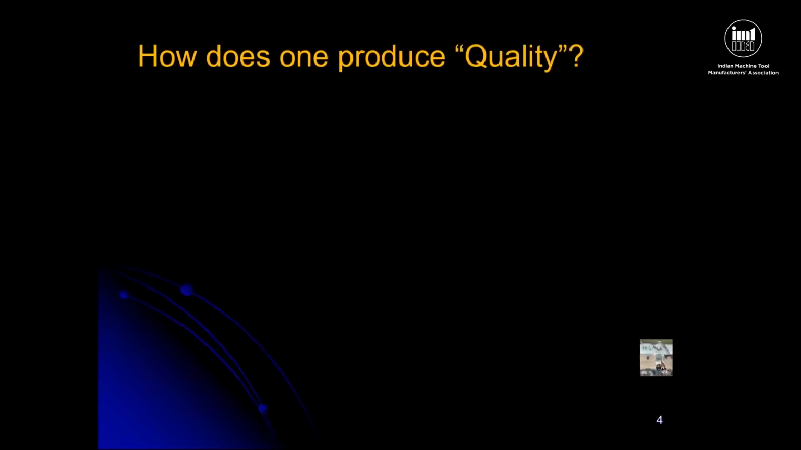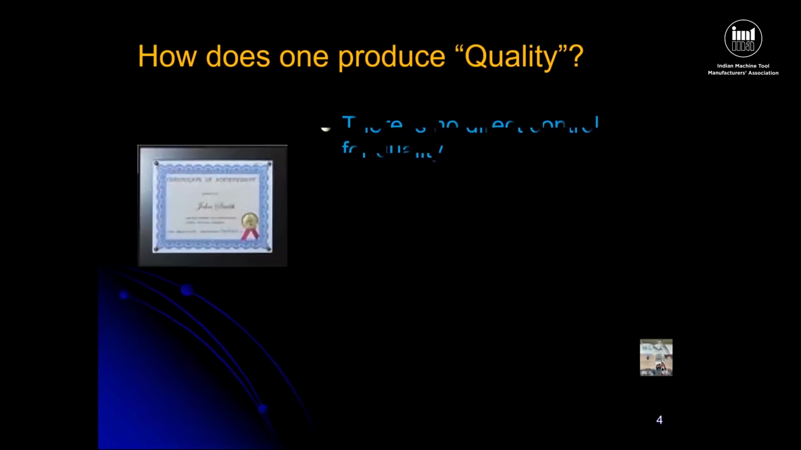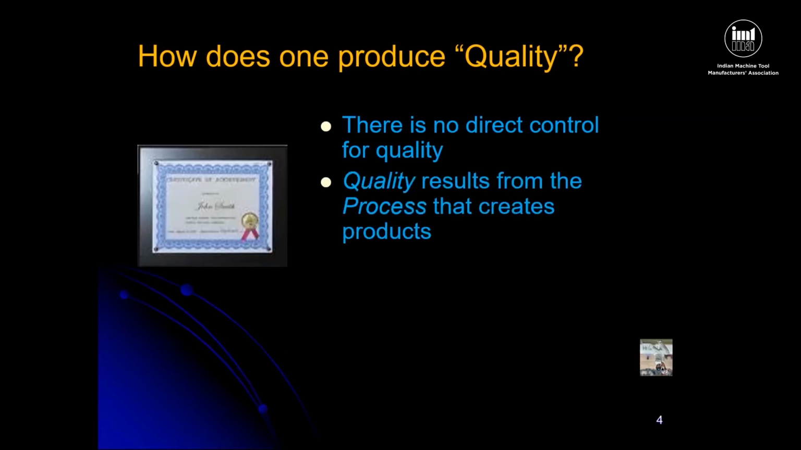So how does one produce quality, or can one produce quality? The answer to this question is that you cannot produce quality. You can produce parts, you can produce components, but you cannot produce quality. Quality is an output of a process. There is no direct control for quality. So quality means that you need to have a process that produces parts to the required quality.